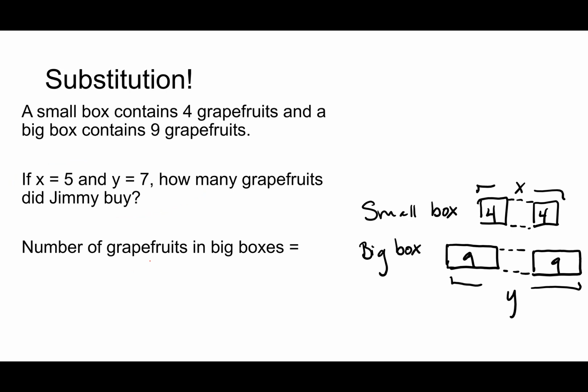Whoopsies. What was our expression for the number of grapefruits in the big boxes? Check back 1 or 2 slides. Mira? It wasn't just Y, it was 9Y because we have 9 grapefruits in each box. Next line, what does my next line of work look like? We're substituting in 7 for Y.